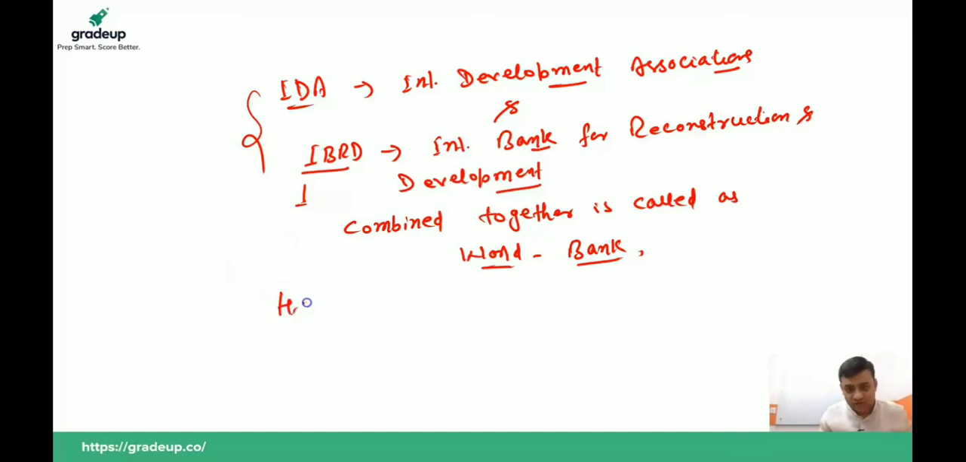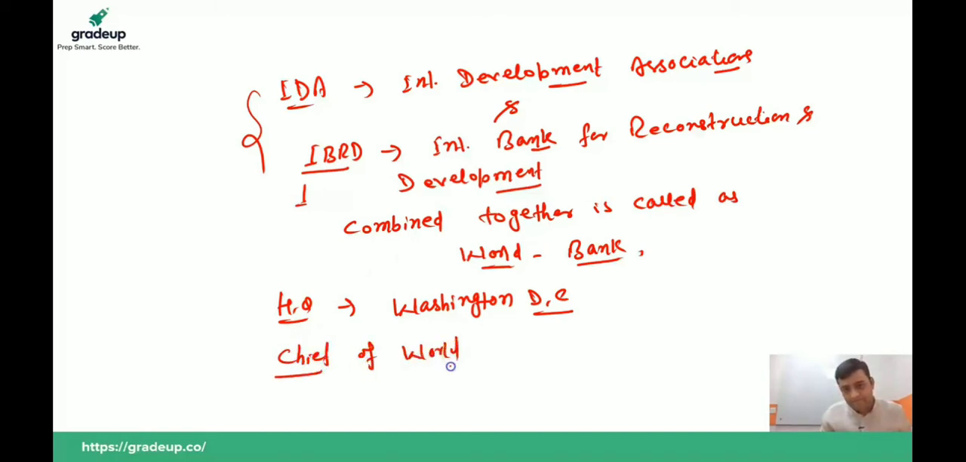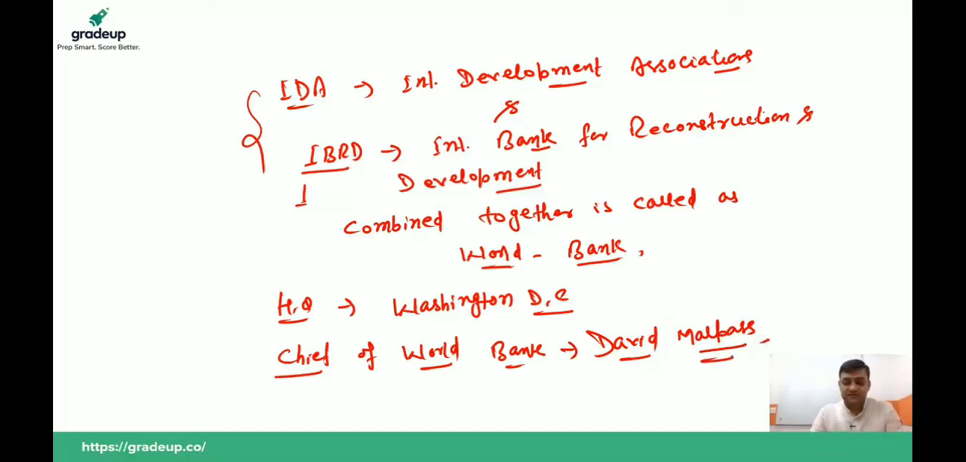This is headquartered at Washington, D.C. And the chief of the World Bank is David Malpass. Don't forget his name. The chief of the World Bank is David Malpass. Don't forget his name.